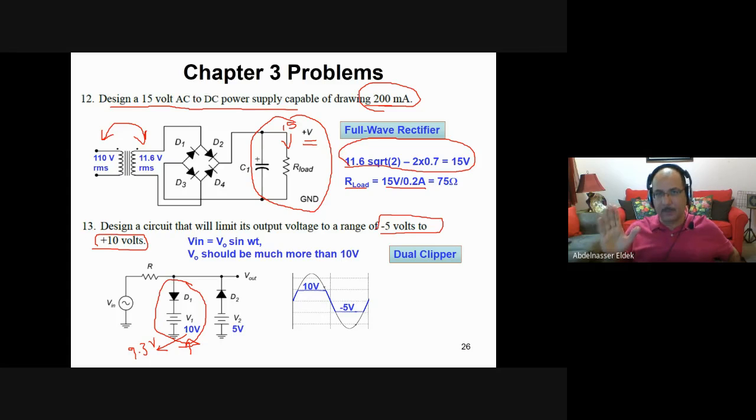Practically it's like this. Ideally, it's supposed to be 10 volts. That's right, 10 volts. But if you want to make it practically, there is a voltage drop on the diode. If it's silicon, 0.7 volts. So the total here will be 9.3 plus 0.7, which will be 10 volt.